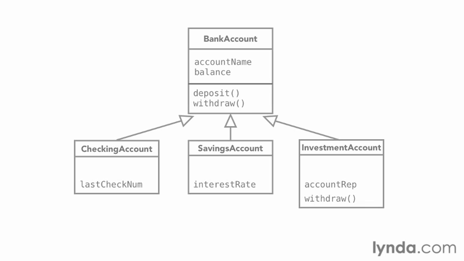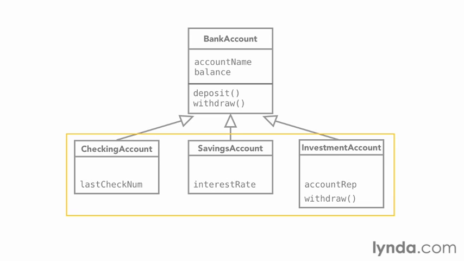So what happens if you write a class that never gets instantiated? Well, this can be a useful technique in object orientation. I've shown this example of the bank account collection of classes, where we have a bank account class defined at the top with account name and balance, deposit behavior, and withdrawal behavior, and then we have three more specialized classes that inherit from it: checking account, savings account, investment account, and so on.